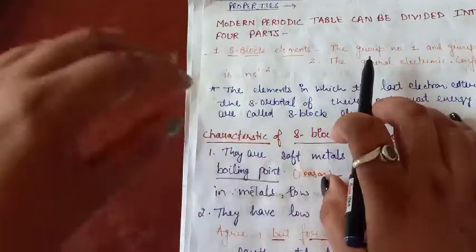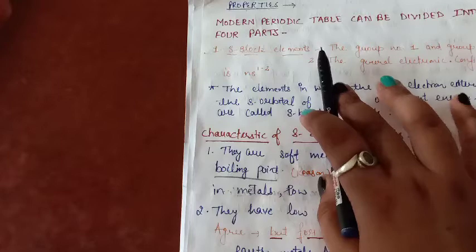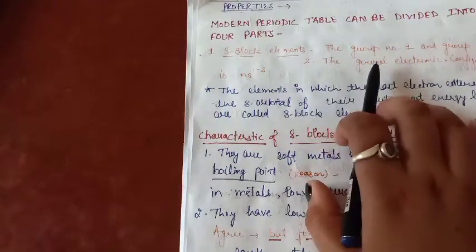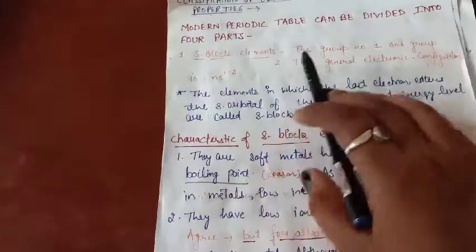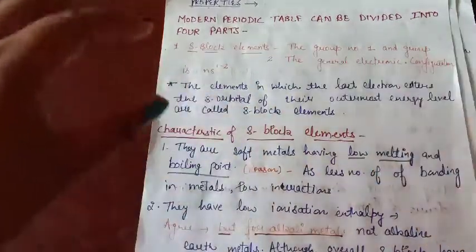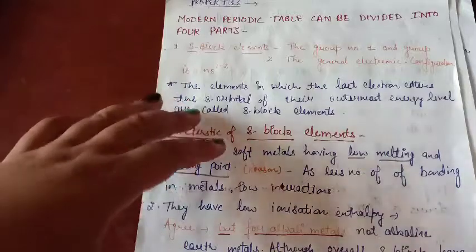So first of all we are talking about S block. To which elements do we call S block elements? The first question we are having is, to whom will we say S block elements? Group number 1 and group number 2. The elements that are of group number 1 and group number 2 are called S block elements.